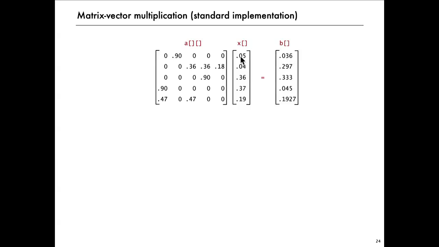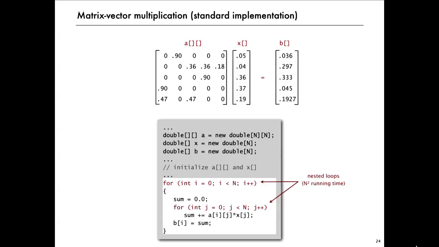So in this case, they're all 0 except for 0.04 times 0.9, which is 0.36. And then similarly, the dot product of this with that column is 0.297, and so forth. So the standard implementation of this is quite easy.